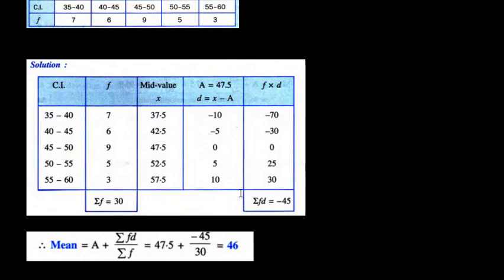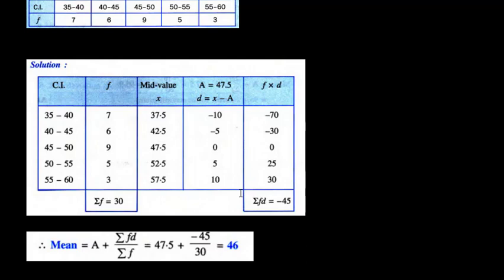There is another way also. You first find the difference of 35 and 40. So the difference of 35 and 40 is 5. Take half of it, that is 2.5, and add it to the lower value. So 35 plus 2.5 is 37.5. 40 plus 2.5 is 42.5, and so on. So this is your mid value.